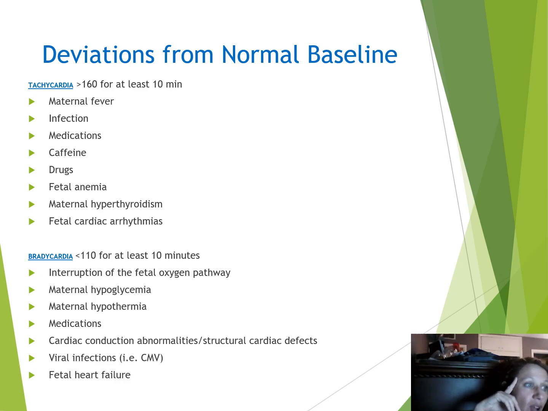Maternal hypoglycemia, maternal hypothermia, anything that slows down mom is going to slow down baby. So if we're giving her something for pain, like fentanyl, morphine, Stadol, those are some medications that you may have heard of. Butorphanol, I think it's called. Those are medications that we might give for pain control. If it slows down mom, it's going to slow down baby. If we give diphenhydramine, if we give promethazine, medications that slow us down, it's going to slow down baby as well. And then cardiac conduction abnormalities, viral infections like cytomegalovirus, and fetal heart failure are some other reasons that you might see it.